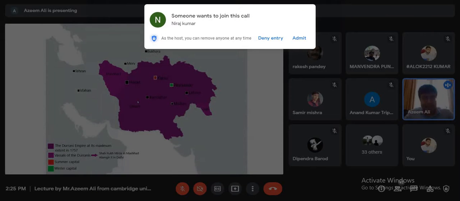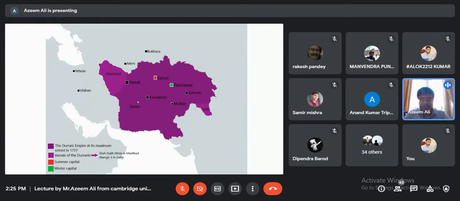And this is his empire at its peak. You can see it stretched from Delhi, almost touching Delhi here, right up, encompassing all of Afghanistan and Punjab, down into Balochistan, as well as parts of Iran, including Mashhad, northeast Iran. And you can see the summer capital is Kabul and the winter capital is Peshawar.